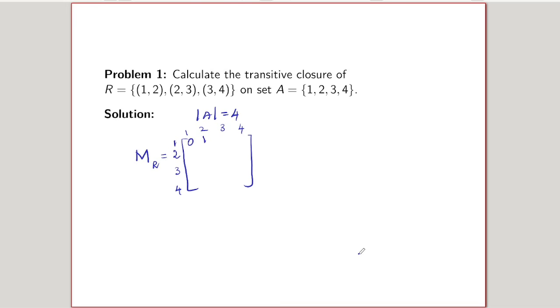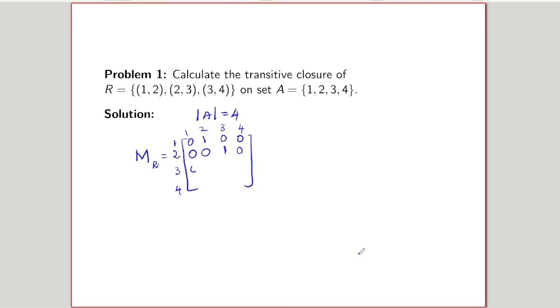1, 2 entry is there, 1, 3 it is not there, 1, 4 entry is not there in R. Similarly 2, 1 it is not there in R, so we are going to put 0. 2, 2 entry is not there, so we have to put 0. 2, 3 entry it is there, so we have to put 1. And 2, 4 entry it is not there, so it will be 0.